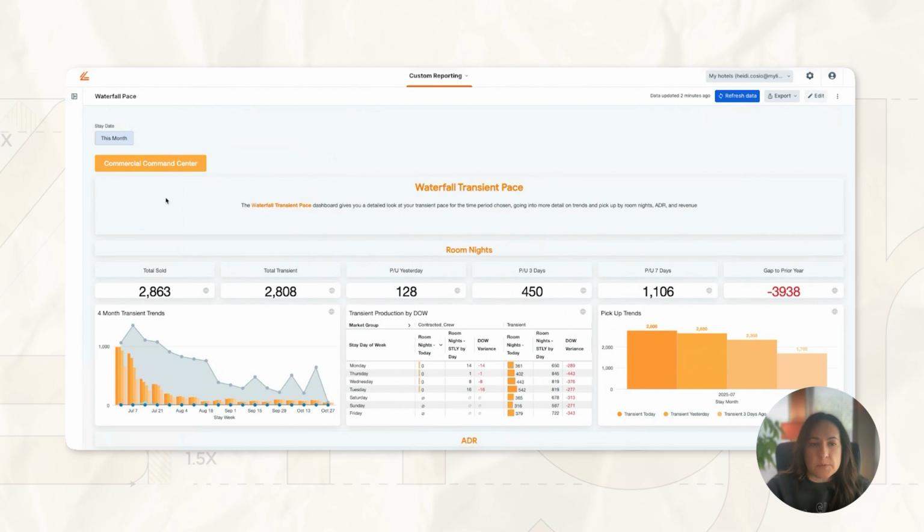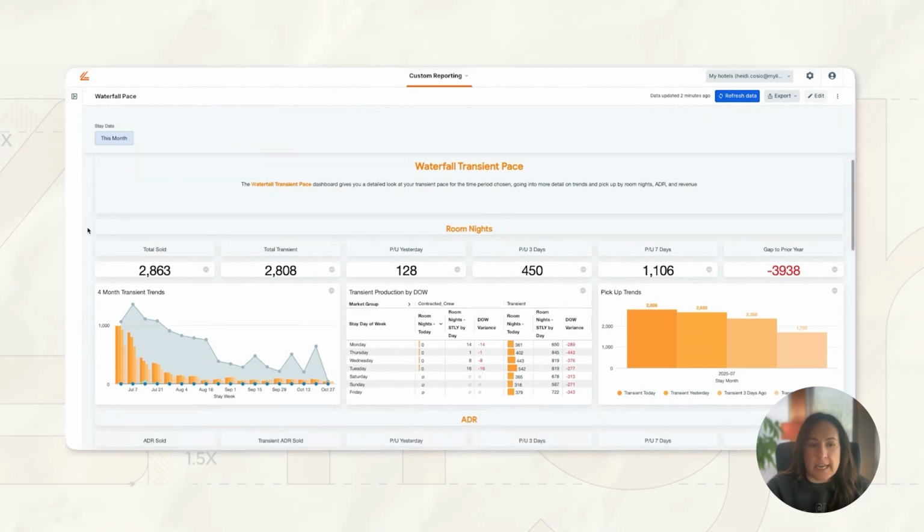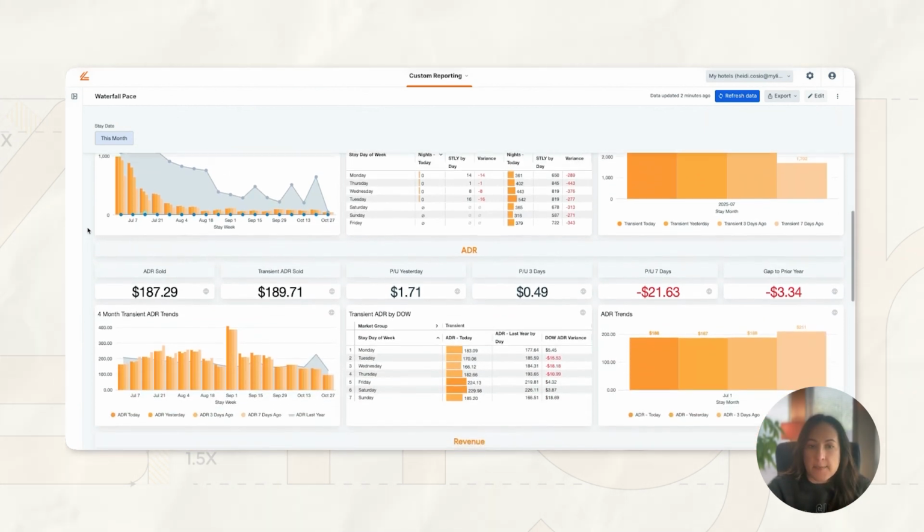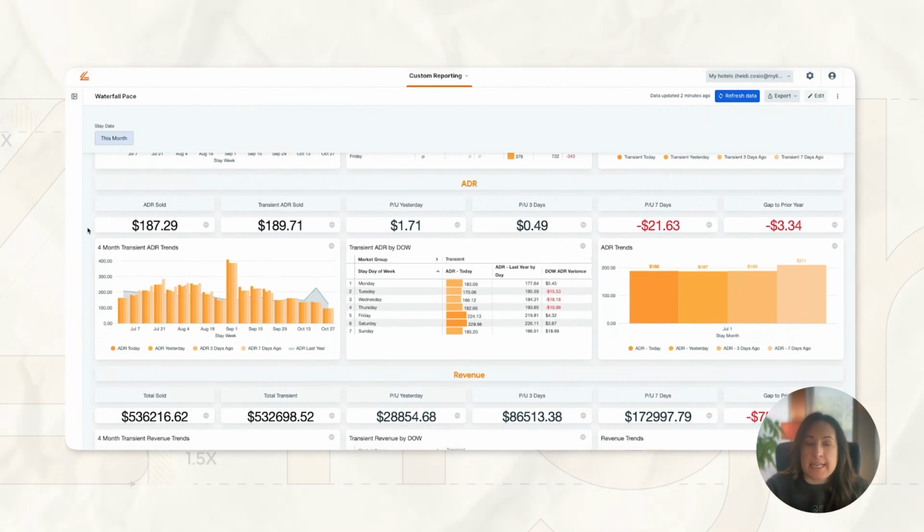As we scroll down, you'll notice that we just have some additional visuals in the room nights KPI, a 4-month transient trend report, production by day of week, and what that pickup trend in a graph chart format looks like. As we scroll down, we have the same information now given to us in an ADR perspective. So again, the KPIs, ADR sold versus transient ADR sold, kind of gap to prior year as you go across, and then those same visuals, the 4-month trend, the day of week pace, and the ADR pickups.